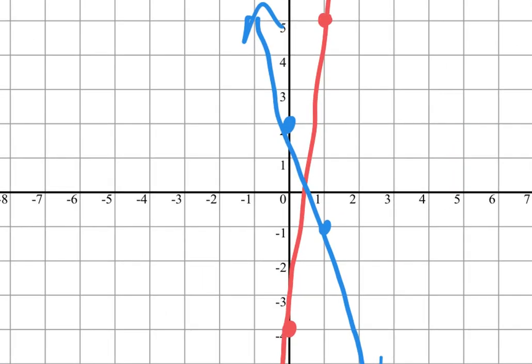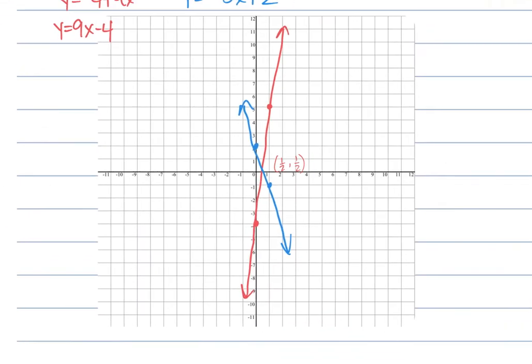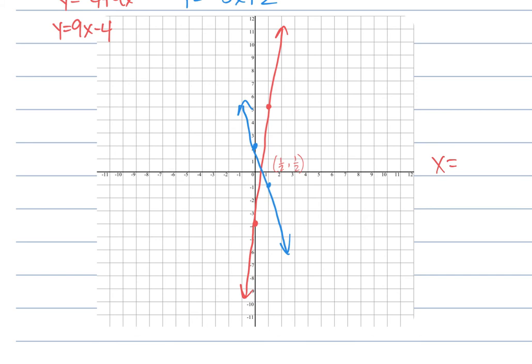Where does it look like they intersect? A half, comma. It's not 0. If you drew your line really straight, Jordan, what do you think? I'd say a half. A half, comma, a half. Yep. Okay. So x equals a half. That's our answer.